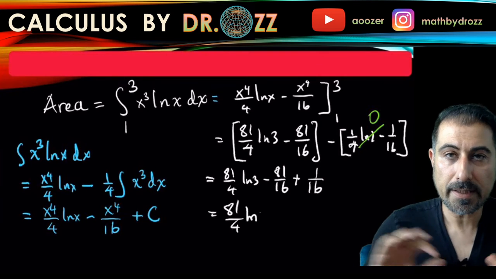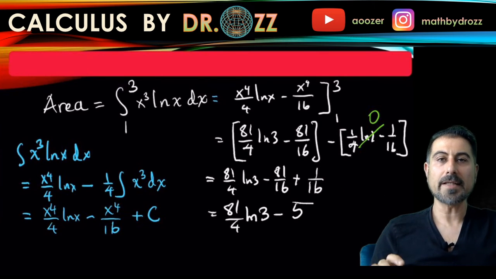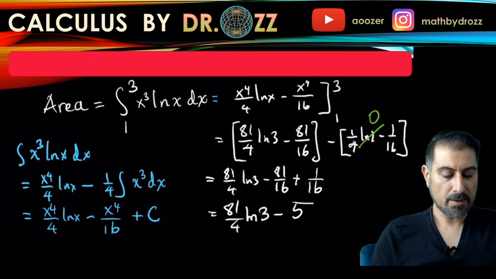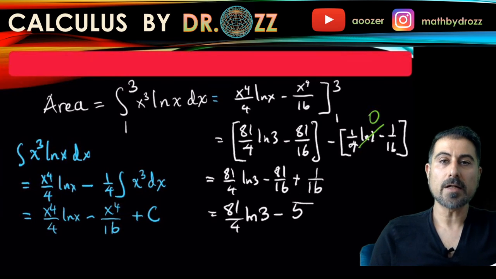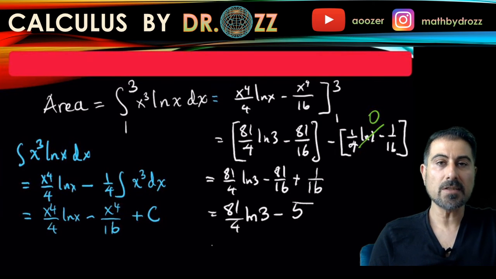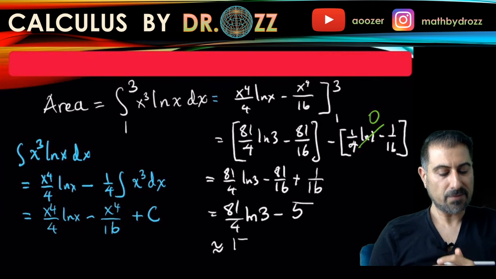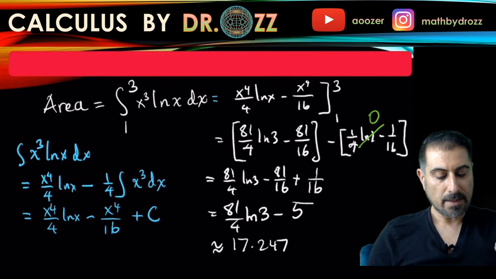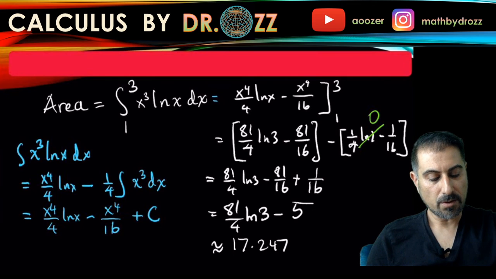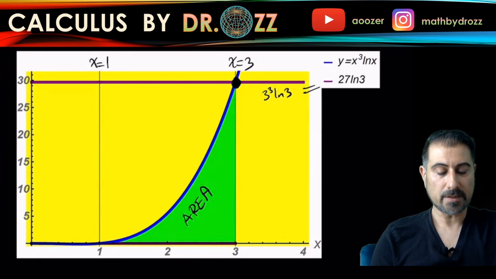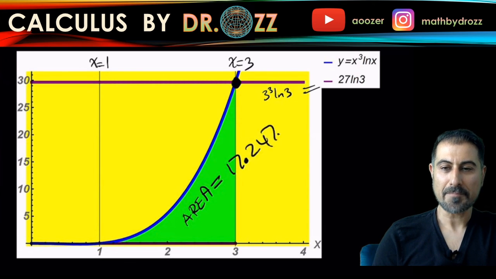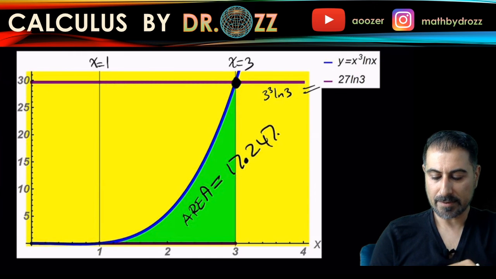So far, again, we haven't used any calculator, but if you want to get an approximate value, go ahead and punch in this expression and get the approximate value to be 17.247. So that's the approximate value of the area that we have here. You can go back and say this area is approximately equal to 17.247. I think that takes care of everything.